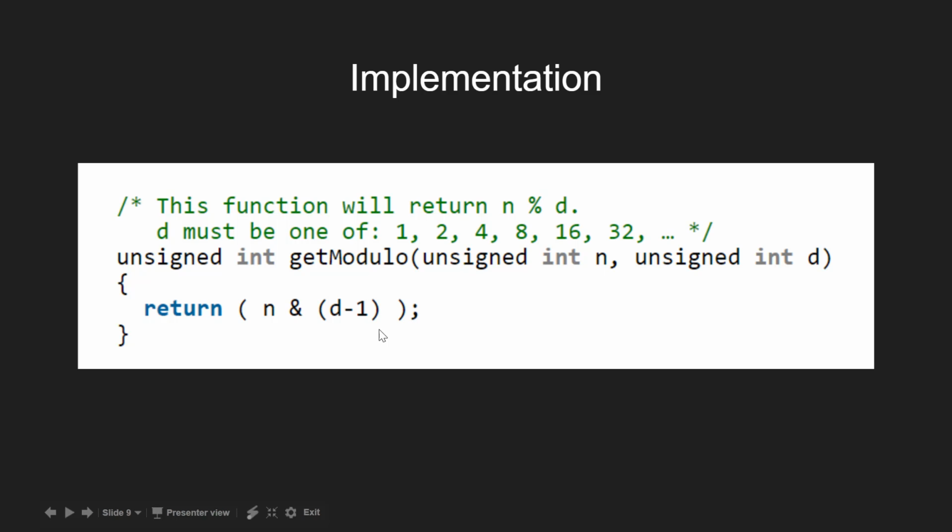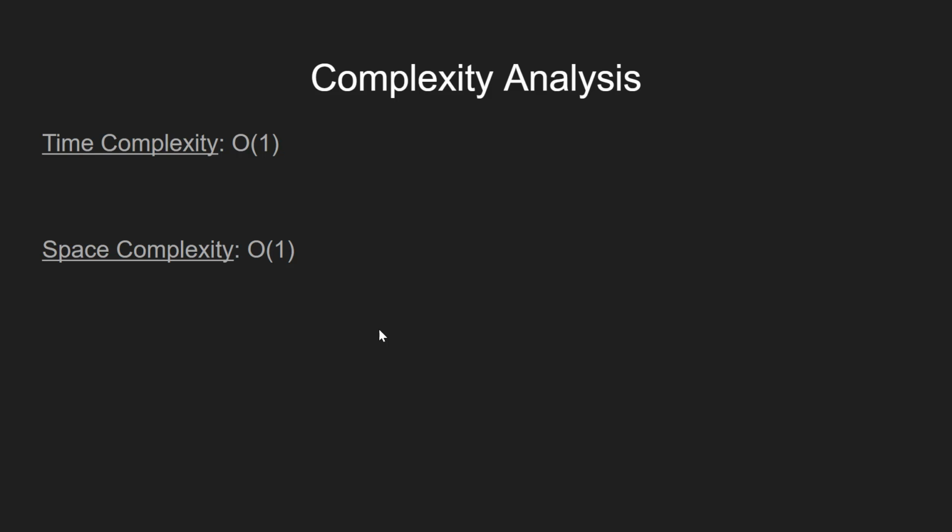As far as the complexity of the approach is concerned, since we can find the solution in a finite number of steps, we have a time complexity of the order of 1. Also, our space remains constant throughout, that's why we have the space complexity also as big O of 1.